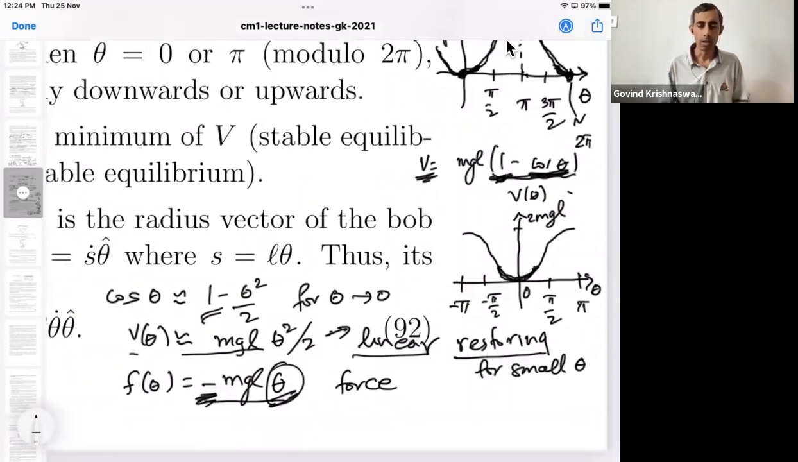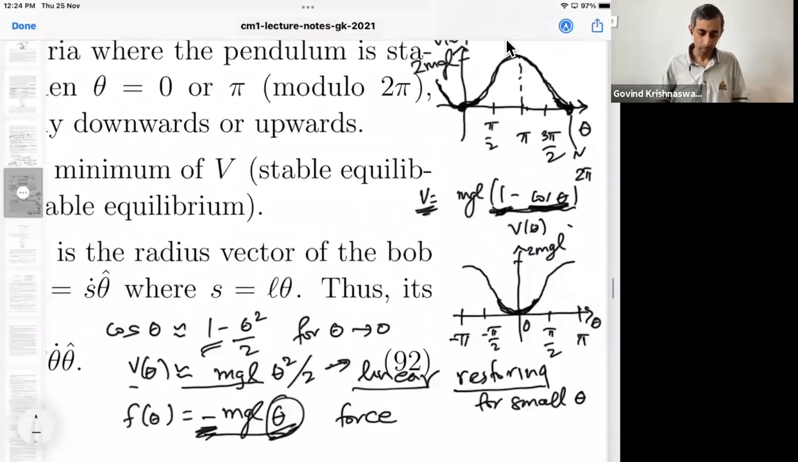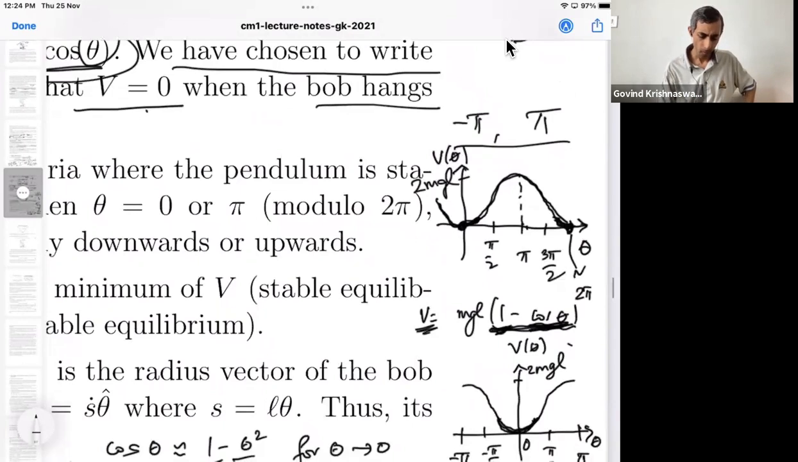Okay. Any question about this physical reasoning and the plotting? See, the plotting is easy to do. You draw a graph of cosine theta, then you put a minus sign. So you flip it about the x-axis, upside down. Then you shift it up by 1. That is what you do to get this graph. Any question about how we drew this graph?